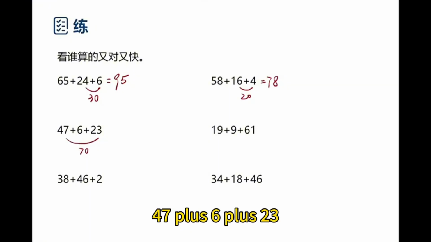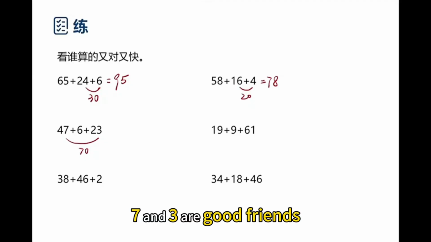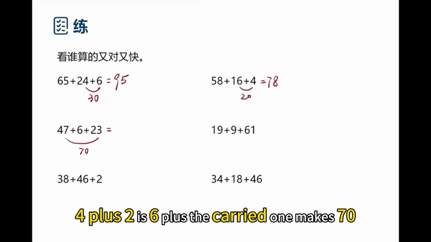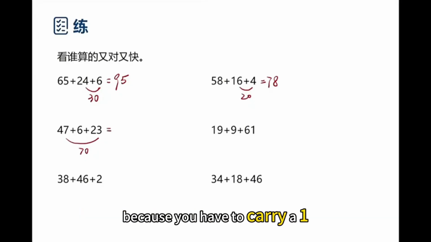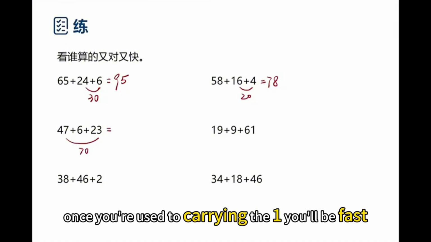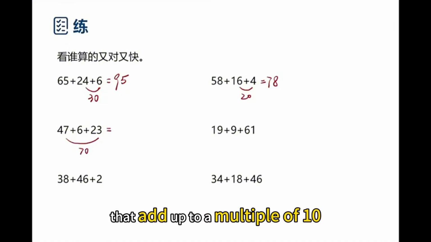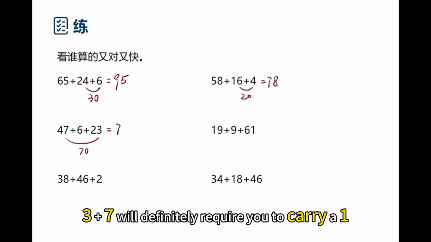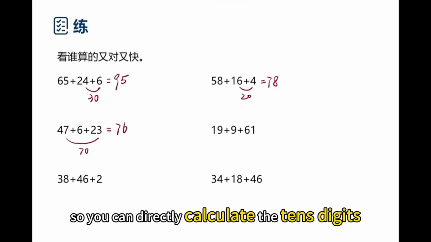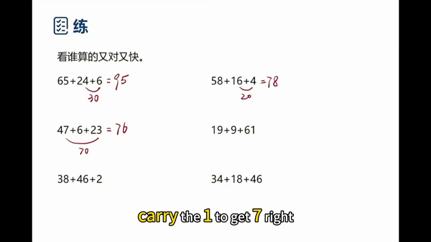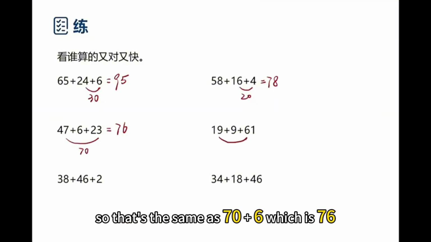47 plus 6 plus 23. 7 and 3 are good friends. 4 plus 2 is 6, plus the carried 1 makes 70. Because you have to carry a 1, right? Once you're used to carrying the 1, you'll be fast. Because when you calculate numbers like this that add up to a multiple of 10, 3 plus 7 will definitely require you to carry a 1. So you can directly calculate the 10's digits. 2 plus 4 is 6. Carry the 1 to get 7, right? So that's the same as 70 plus 6, which is 76, right?